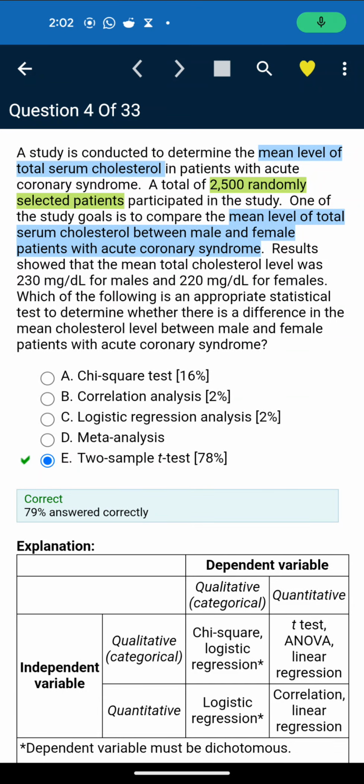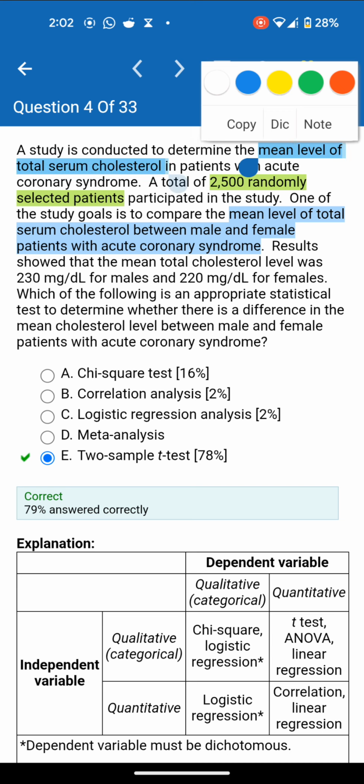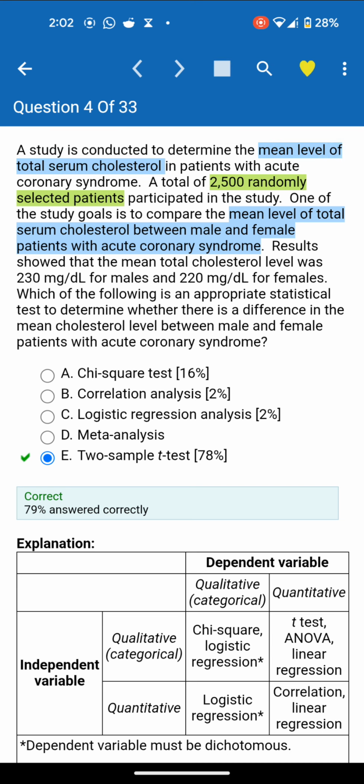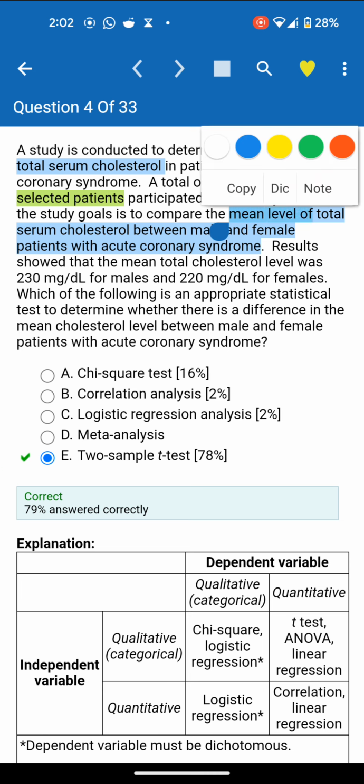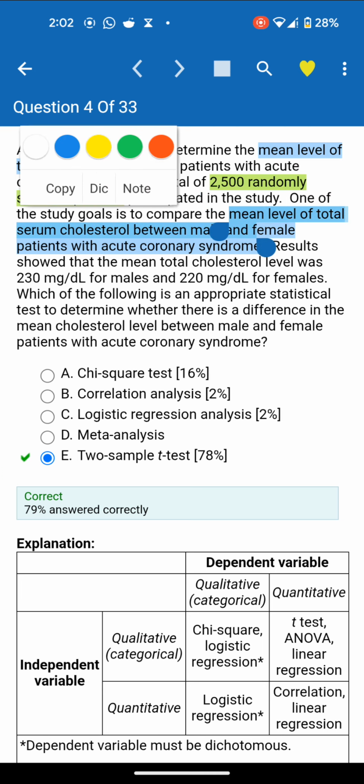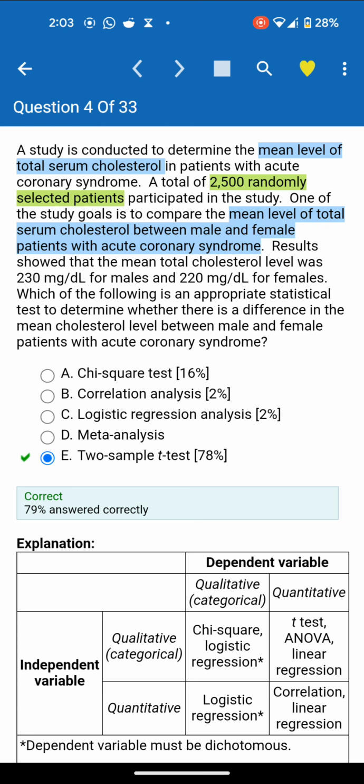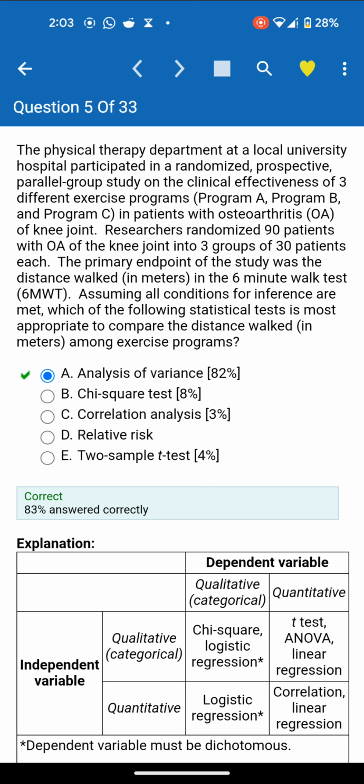Okay, so now what we're going to do is see how we can employ the principles we learned in the last video. What they're trying to determine in this study is the mean level of total serum cholesterol, right? They just selected 2,500 patients randomly, and they're trying to compare the mean level of total serum cholesterol between male and female patients with ACS. What does this sound like? This sounds like a T test, right? Because you're comparing the means. So this was pretty easy.